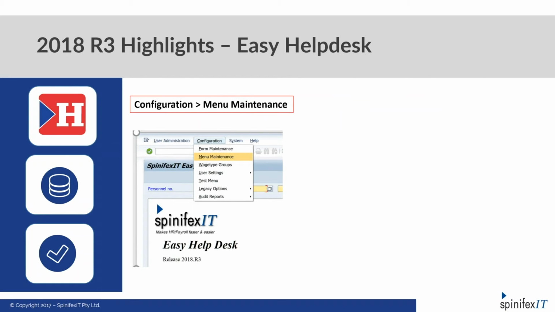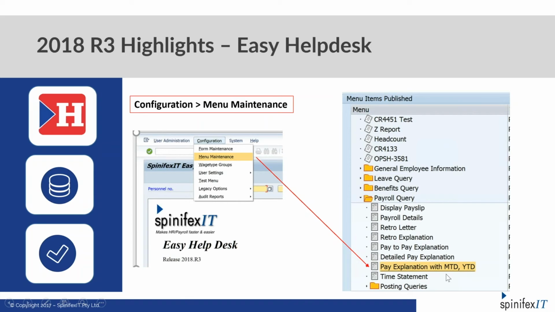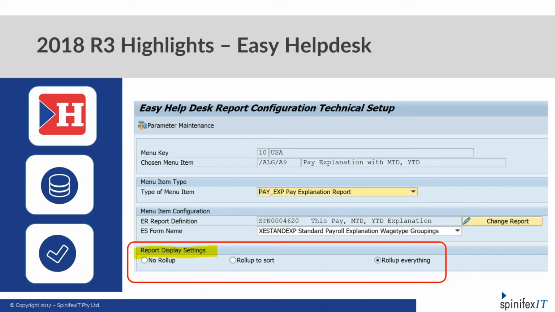Once logged into Easy Help Desk, you're going to follow the menu path, Configuration, Menu Maintenance. From there, select the Pay Explanation Report as I have highlighted here. Once you drill into the report, you will see the display setting regarding roll-up, as I have indicated here down at the bottom of the screen, allowing you to change it if you choose to do so.